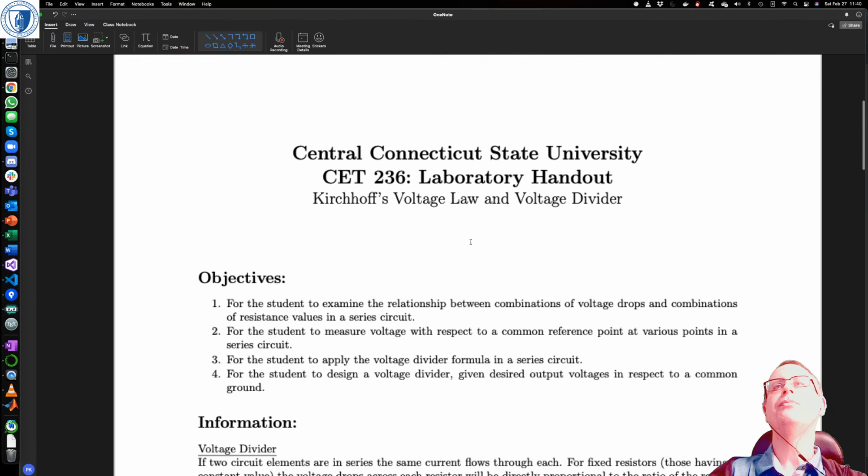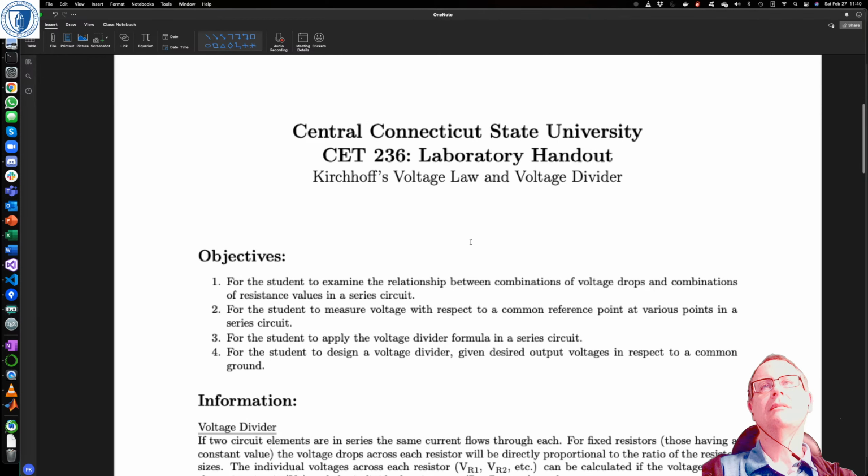Okay, so this lab is about Kirchhoff's voltage law and the voltage divider, and the aim is for the student to examine the relationship between combinations of voltage drops and combinations of resistance values in a series circuit. You've got to measure the voltage with respect to a common reference point at various points in the circuit, apply the voltage divider formula in a series circuit, and actually design a voltage divider to give a desired output voltage.